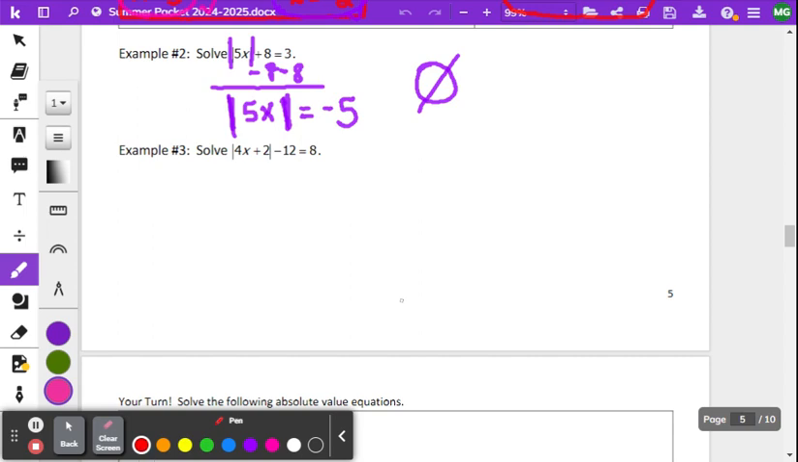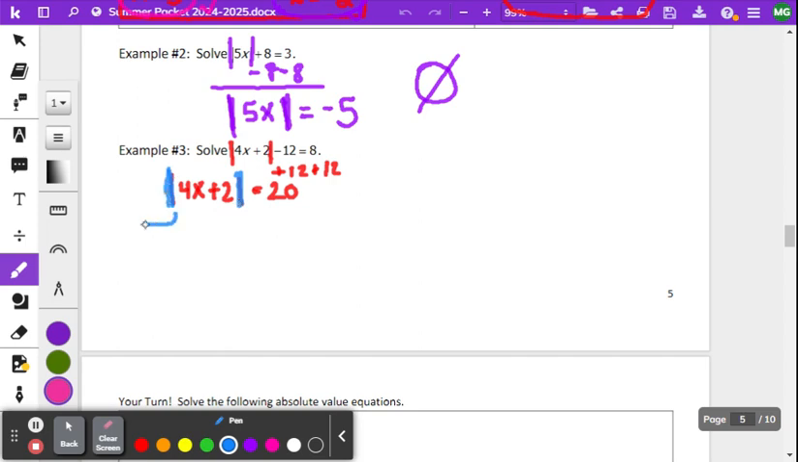Let's look at example 3. Okay, we have our absolute value here, minus 12 equals 8. So we're going to isolate our absolute value. We're going to add 12 to each side. We get the absolute value of 4x plus 2 equals 20. So we have clearly isolated our absolute value, right? These are our absolute value and there's nothing else on that side of the equation.